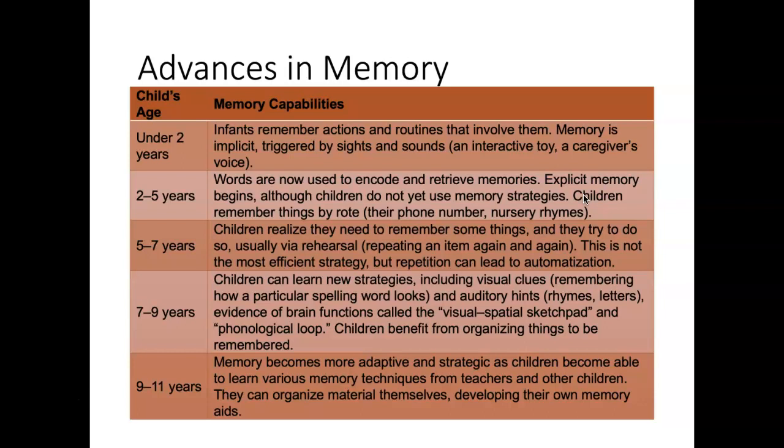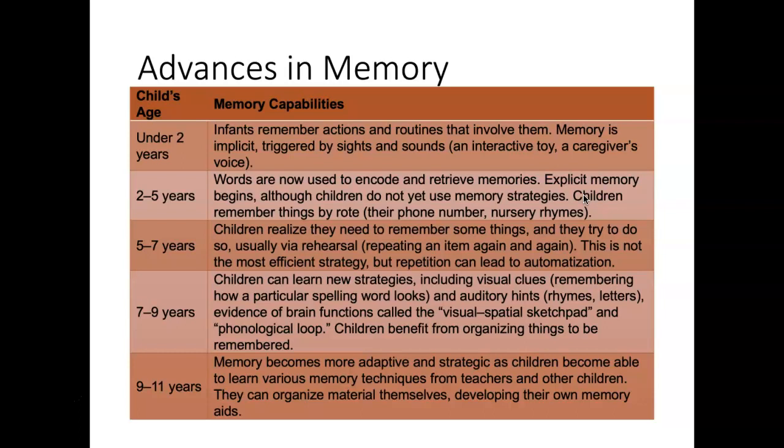Between the ages of 5 to 7 years, children realize they need to remember some things, then they try to do so, usually by rehearsal, repeating an item again and again. This is not the most efficient strategy, but repetition can lead to automatization, so they remember something without recalling how they remember it.